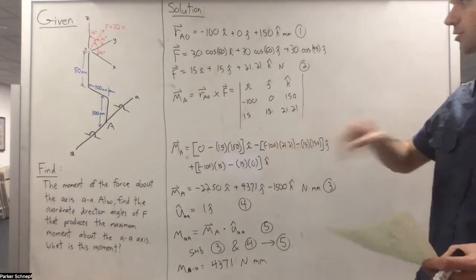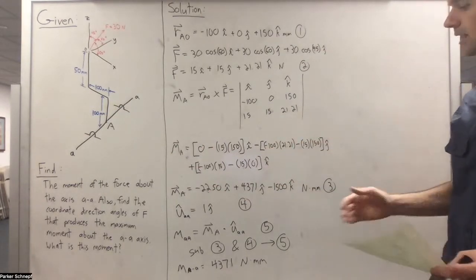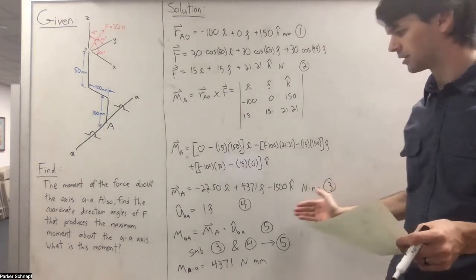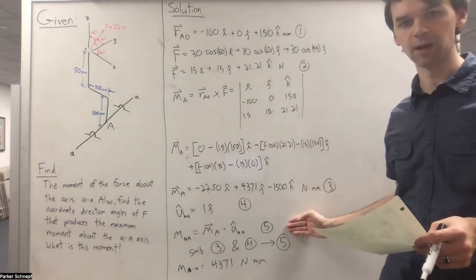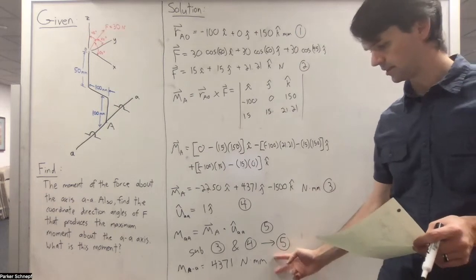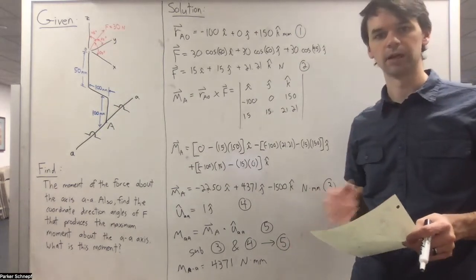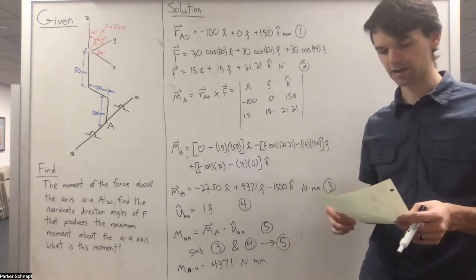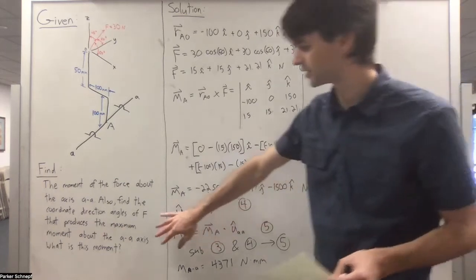So that's the first part of the problem. That wasn't too bad, really, right? It's just do what you've done already, and then just remember you've got to do some dot producting to get the magnitude about a specific axis.